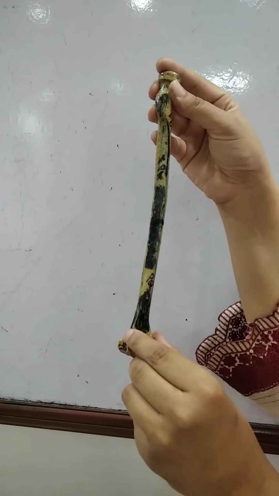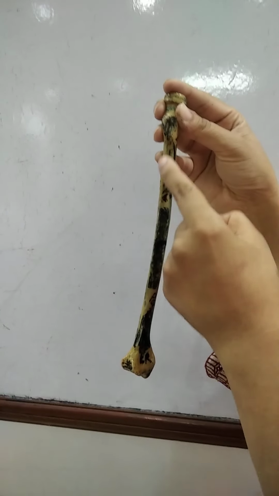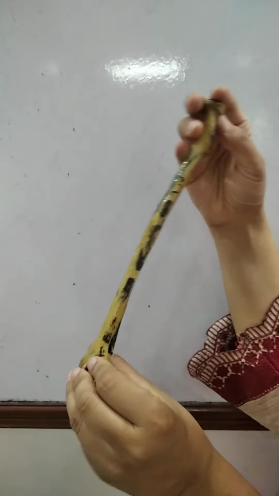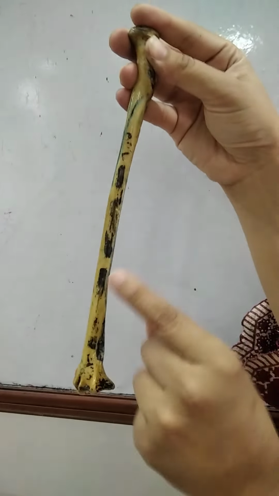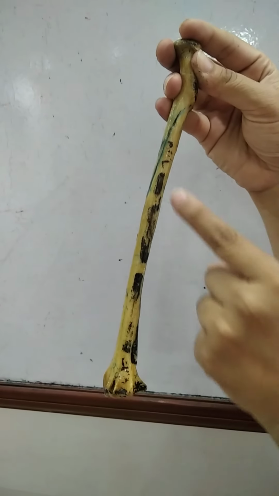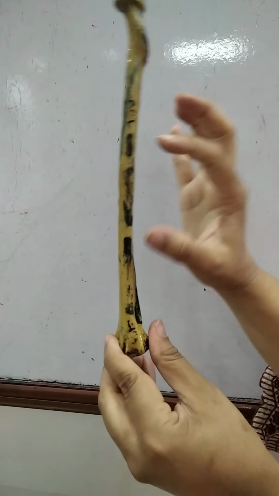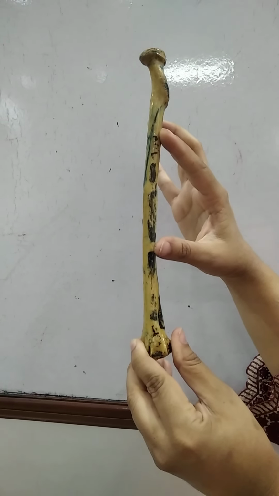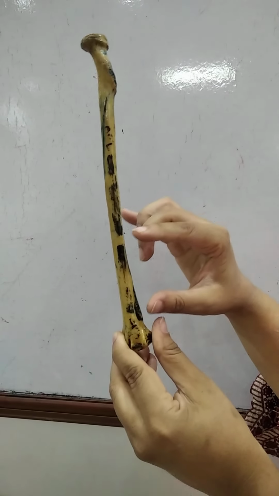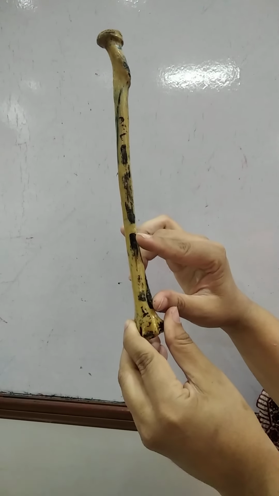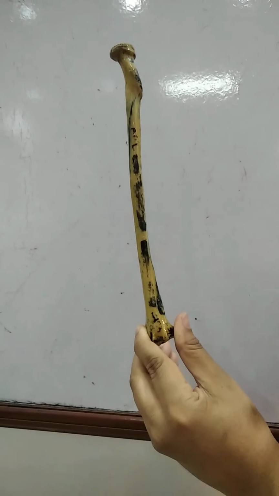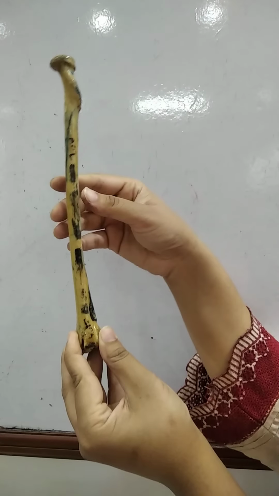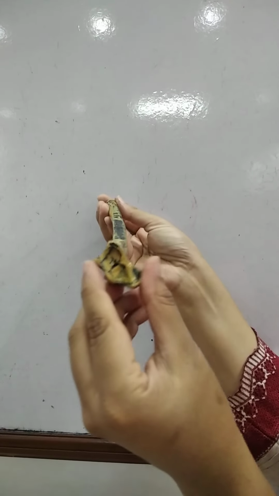So, this is the medial border, sorry, this is the medial border, and this is the posterior border. So, between the medial border and the posterior border, this is the posterior surface. The upper part of the posterior surface is the origin of abductor pollicis longus, and the lower part is the origin of extensor pollicis brevis. Okay.